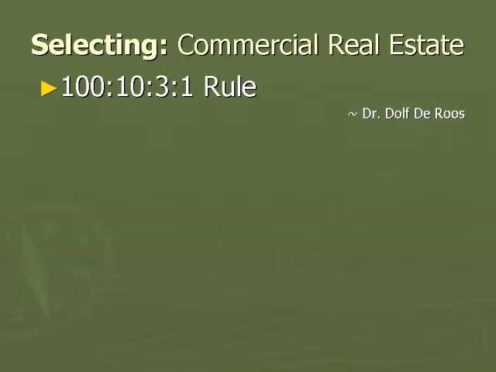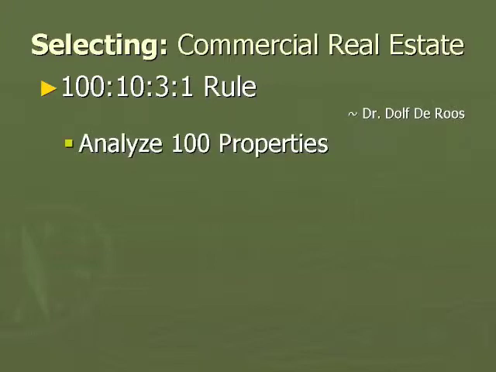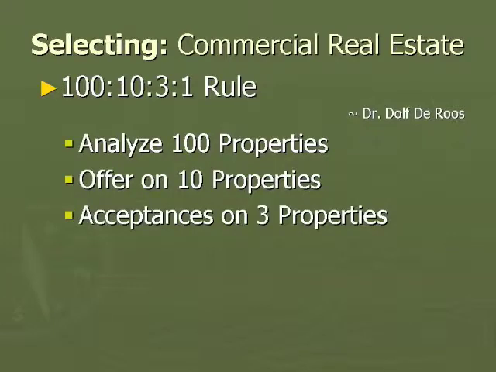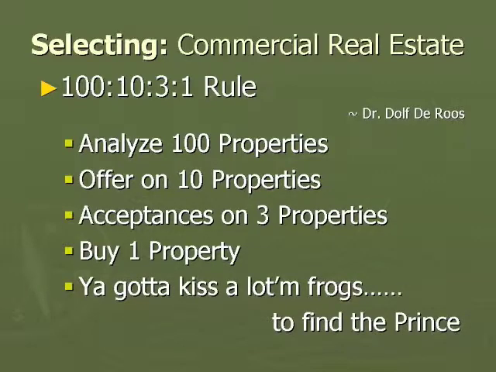So let's talk about selecting commercial real estate. Dolph DeRoos talks about the 100-10-3-1 rule. Pretty simple. You analyze 100 properties. You make offers on 10. You get acceptances on 3. You buy 1. My experience doing this deal in Gainesville, that's pretty much what the numbers look like. Very simple. You've got to kiss a lot of frogs to find the prince. It's true. There's a lot of dogs out there.